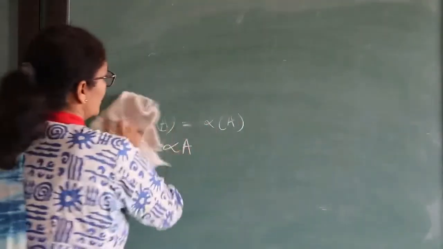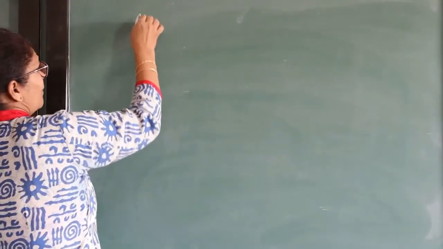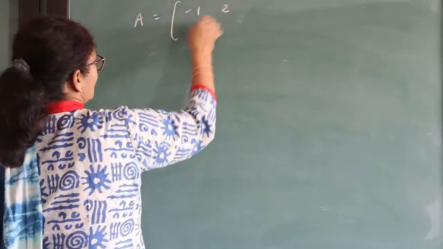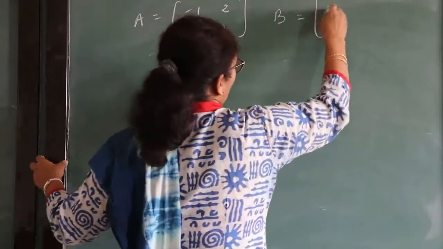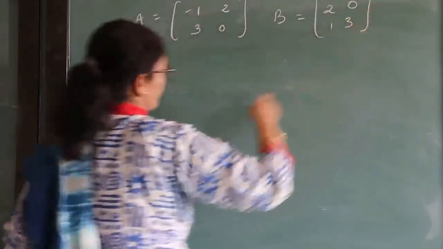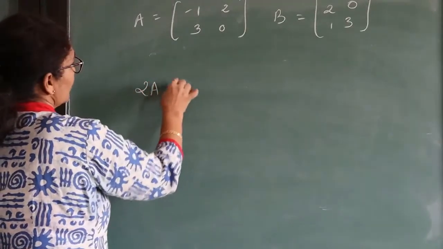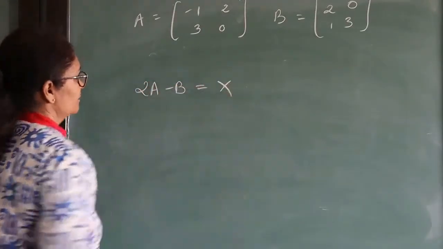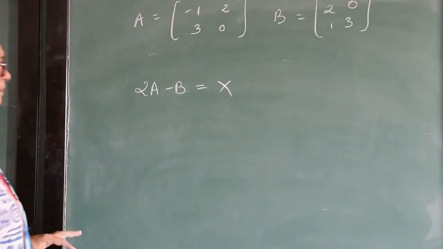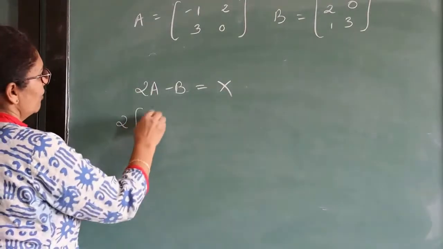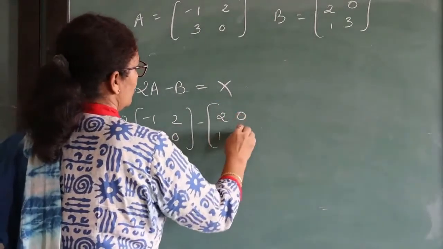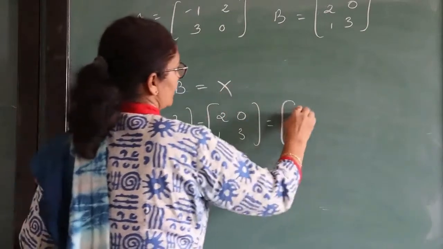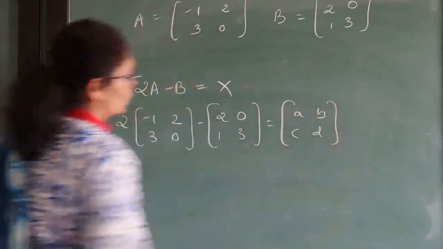Now let's see one example again with multiplication with scalar. Suppose you have given matrix A minus 1, 2, 3, 0. Matrix B 2, 0, 1, 3. You have given relation 2A minus B equal to X, and you have to find X. So simple, we have to perform 2 into our matrix this, then minus 2 into 0, 1, 3. Now your X may be A, B, C, D, any 2 by 2 matrix.